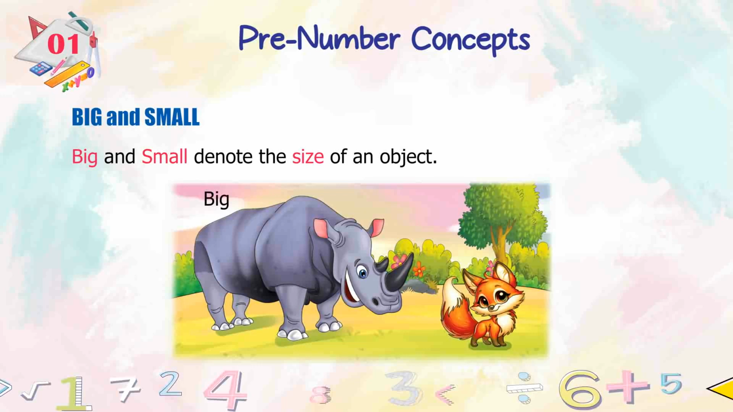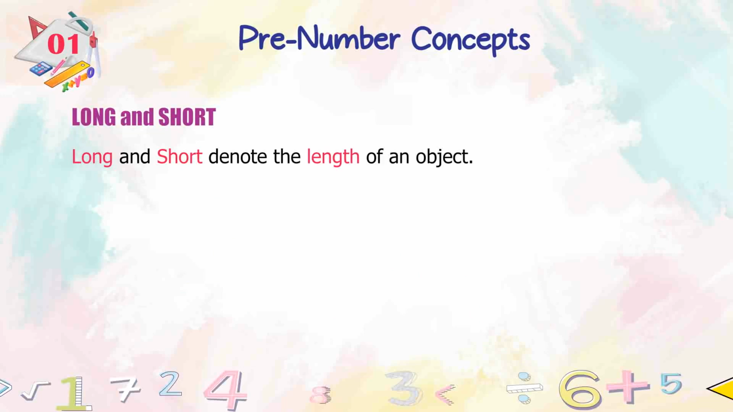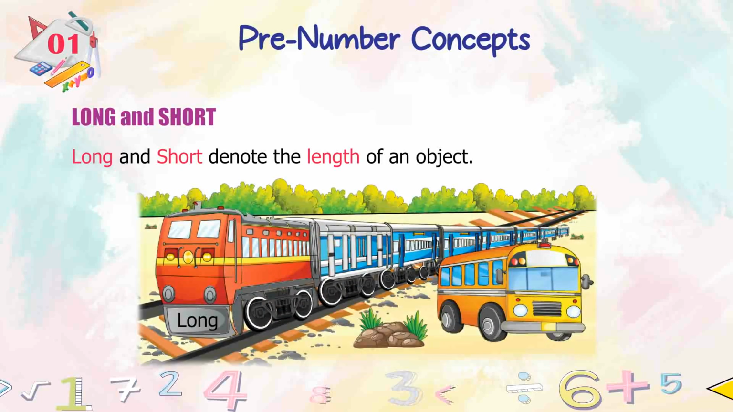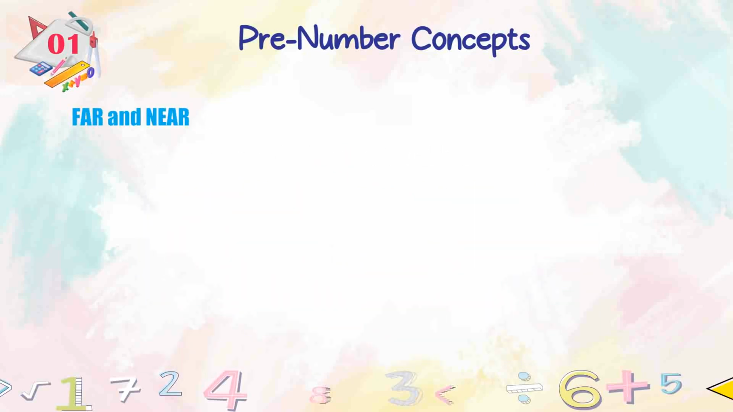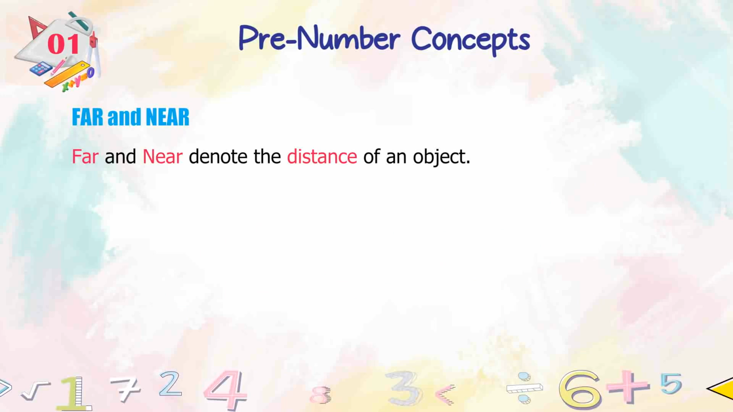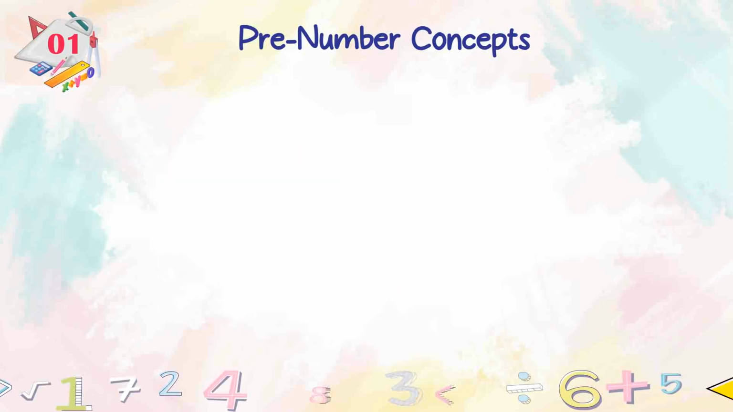Big. Small. Long and short. Long and short denote the length of an object. Long. Short. Far and near. Far and near denote the distance of an object. Near. Far.